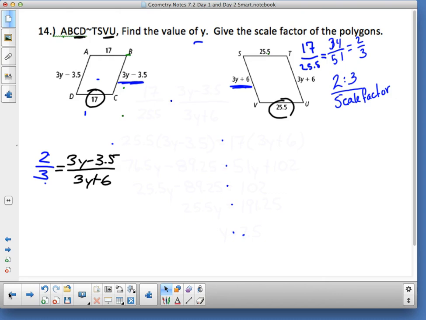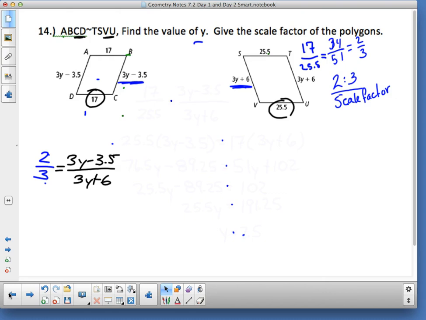I showed you a trick to make it so that if you have really ugly numbers, to make them nice, to make it easier to solve. So make sure you're comfortable with that. If you're not, make sure you come on in and we chat about it to improve your skills on that type.